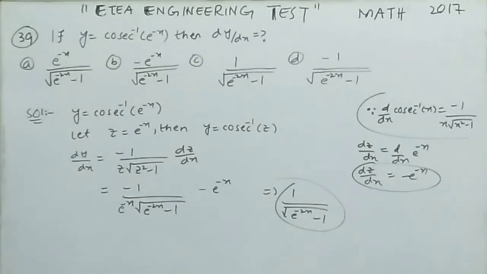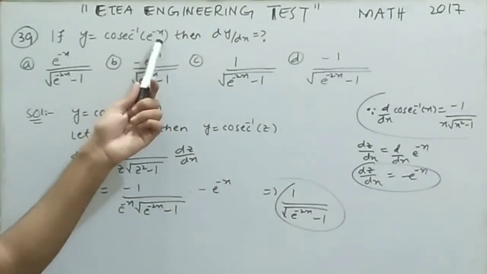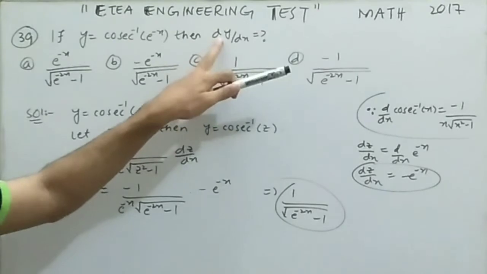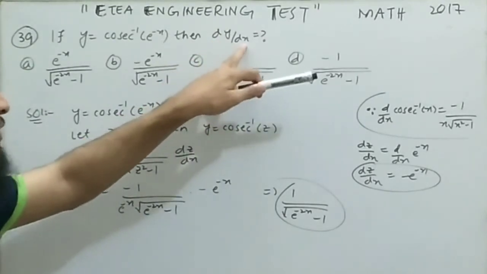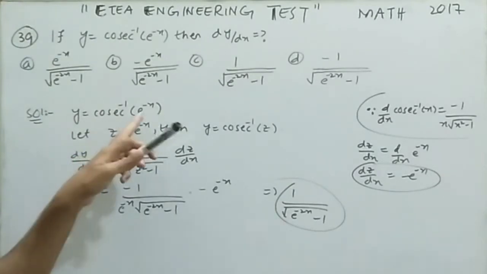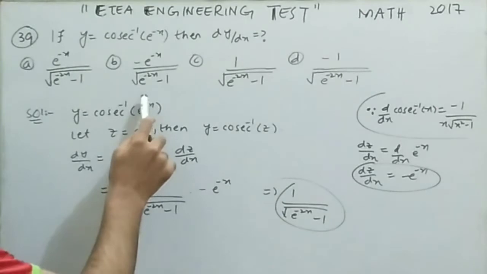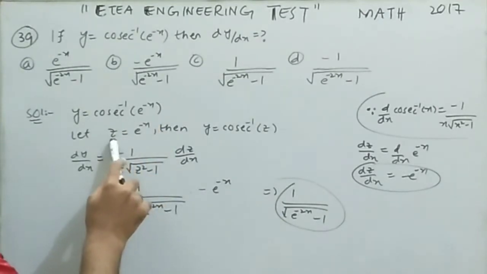Now move to the next MCQ. The MCQ number 39 is related with ETEA Engineering test of 2017, mathematics portion. It tells that if y is equal to cosecant inverse e raised to the power negative x, then what will be the derivative of y with respect to x? Let's suppose y is equal to cosecant inverse e raised to the power negative x. This is given. So let's suppose I assume this e raised to the power negative x is equal to another variable z.